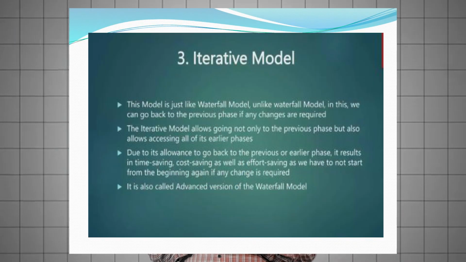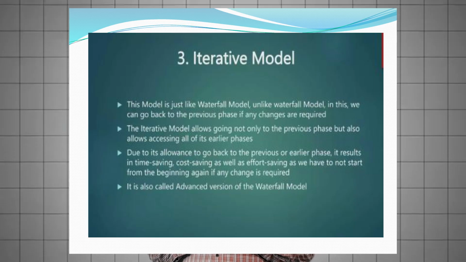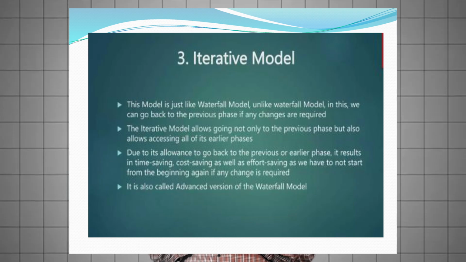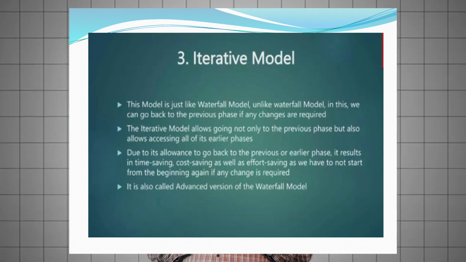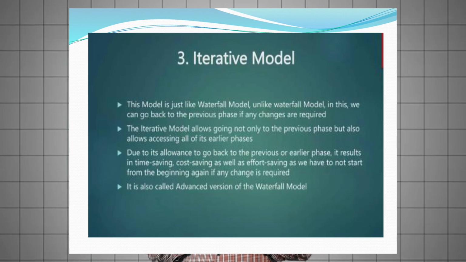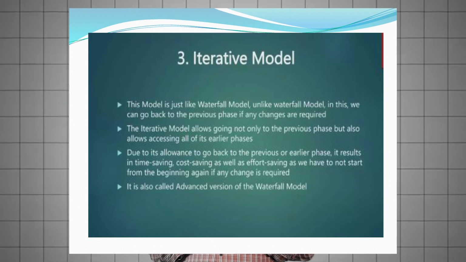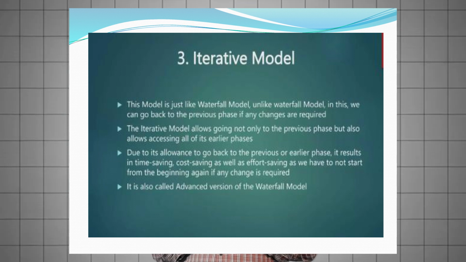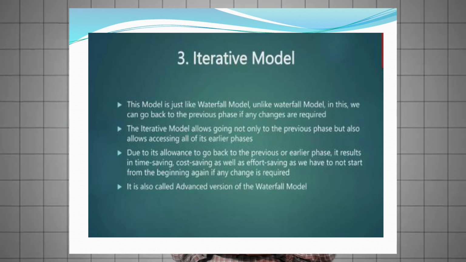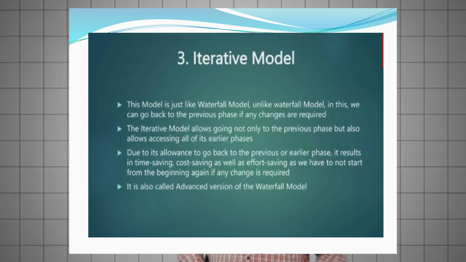The next one is the iterative model. This model is just like the waterfall model, but unlike the waterfall model, in this we can go back to the previous phases if any changes are required. In the waterfall model, we cannot go back to previous phases. But in the iterative model, we can go back anytime to the previous phases and back to the coding phase. The iterative model allows going not only to the previous phase but also to all of its earlier phases.